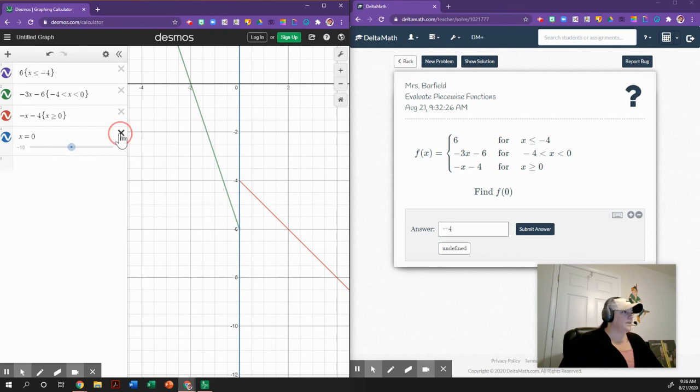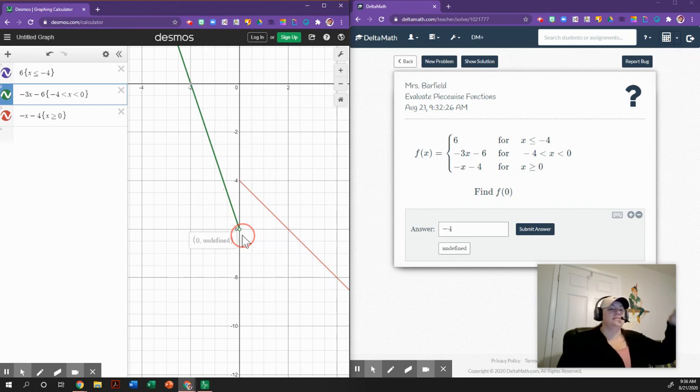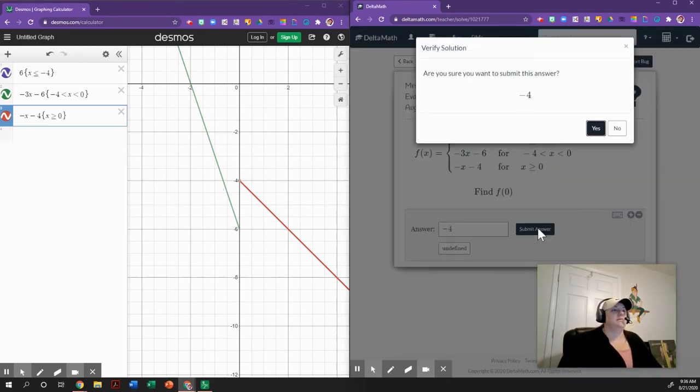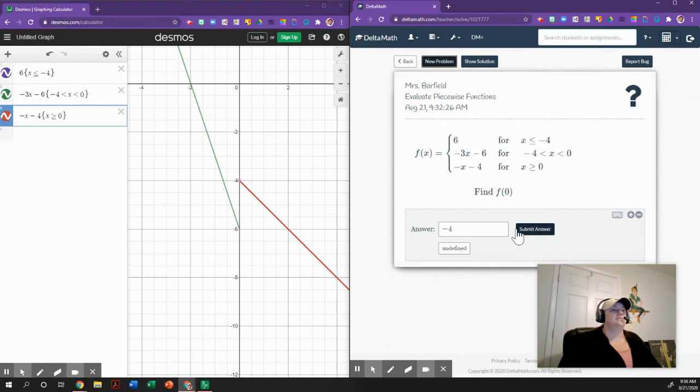So if I take this out, pretend it's still there, okay? See how that's a solid circle? And then this green one, that's an open circle. You have to take the solid circle. So if I go back up here, that solid circle occurs at 0, -4. My answer then is the y value, which is -4. Okay, so I submit. Yes.